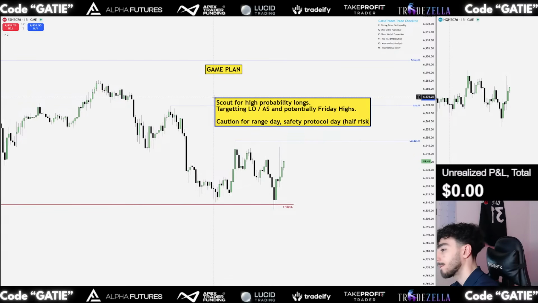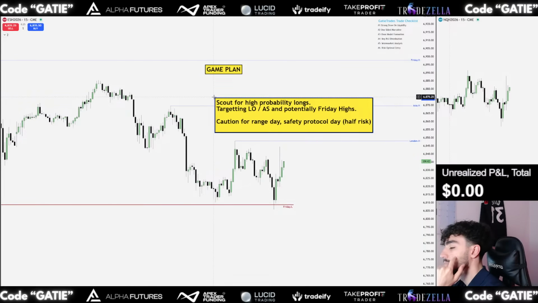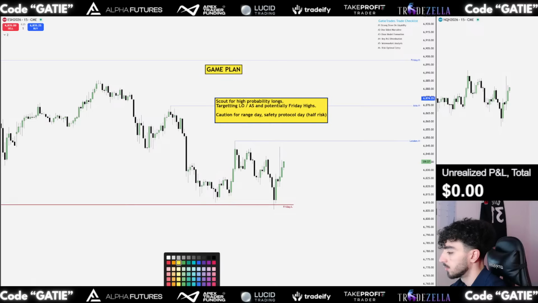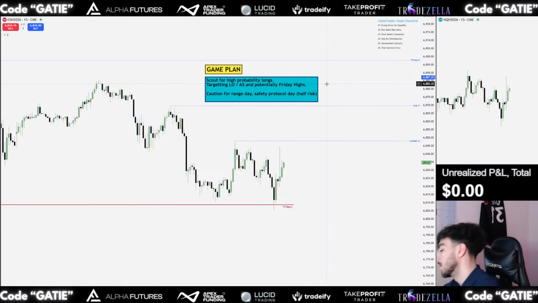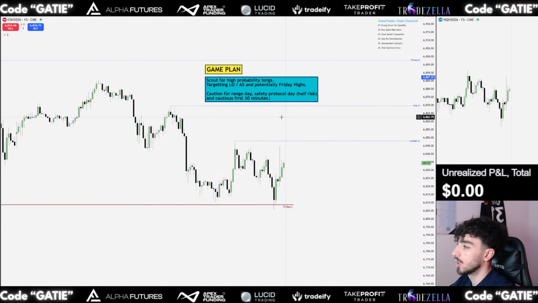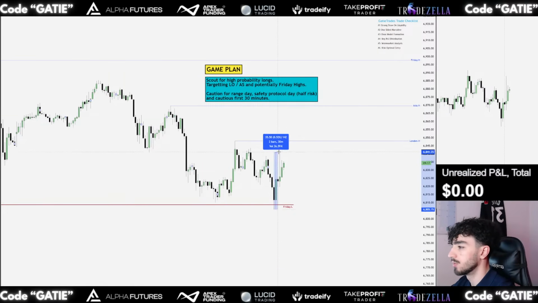Half risk. Caution for range day. Safety protocol day. Half risk. And what was I gonna say? One more thing. I forget. Okay, the last thing I was gonna say. Caution for range day, safety protocol day, half risk. Oh yeah. Cautious first 30 minutes, given that we had a pretty nice pre-market move of buy side then sell side. So that's the game plan for today.